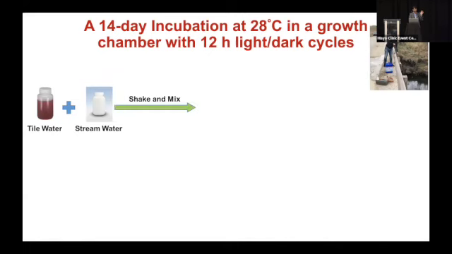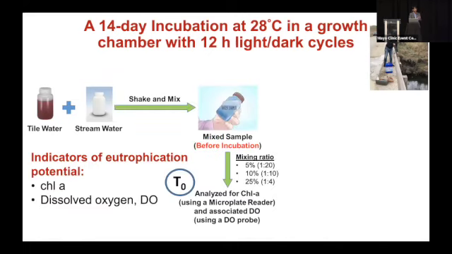So we added tile water, then stream water, we mixed them, and then we separated. So that was my before incubation, or we can call it T0, or time 0. And the two potential indicators that we chose, which can cause eutrophication or the algal blooms that you see in your nearby streams, were chlorophyll A and dissolved oxygen.